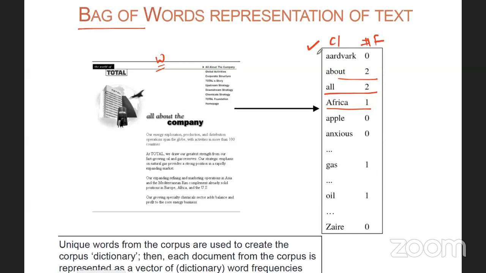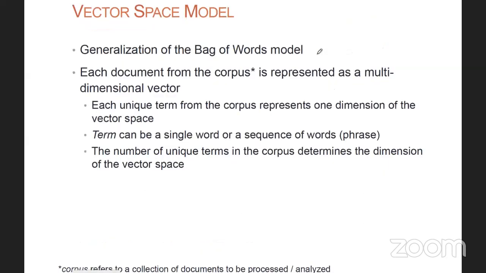The most popular method is the vector space model, or VSM. This VSM method is a generalization of the bag of words. Whatever we have discussed, VSM is a more generic method than the bag of words. So just pay attention here. We are going to discuss something important, and the next one-hour lecture depends on it. In this VSM, each document from the corpus is represented as a multi-dimensional vector.